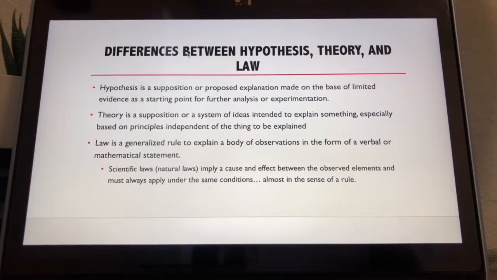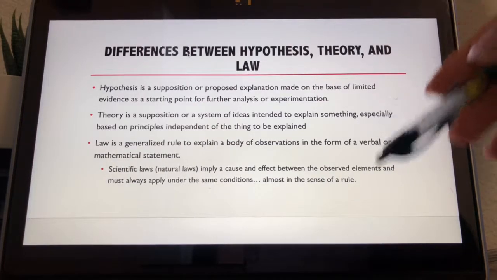Next is law. Law is a generalized rule to explain a body of observations in the form of a verbal or mathematical statement. Scientific laws, also known as natural laws, imply a cause and effect between the observed elements and must always apply under the same conditions, always or almost in the sense of a rule.